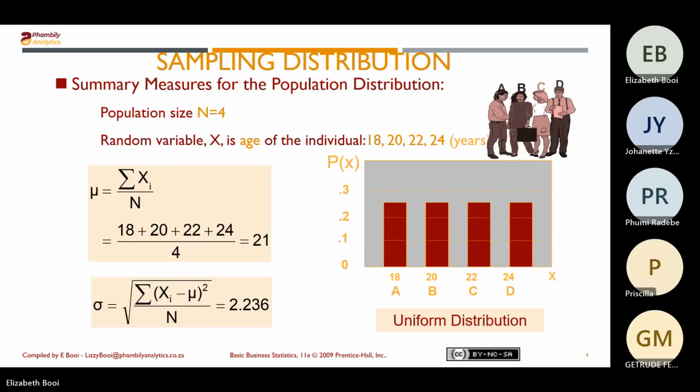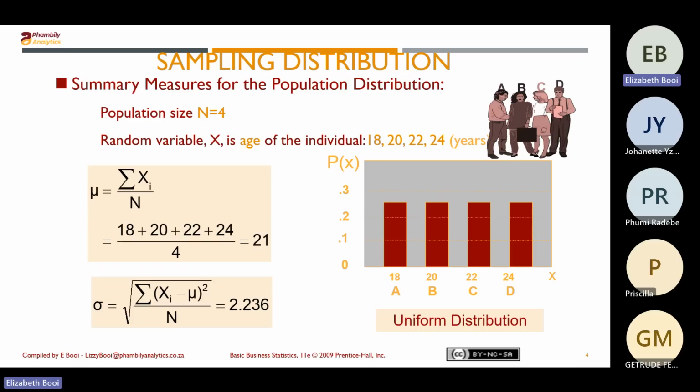So from a population, let's assume that we have one population. We select the ages of that population and we calculate the population parameter, which is the mean. And we can also calculate the population standard deviation, which is another parameter. So if these are our ages from that same population of 4 people, they are 18 years, 20, 22, and 24 years.